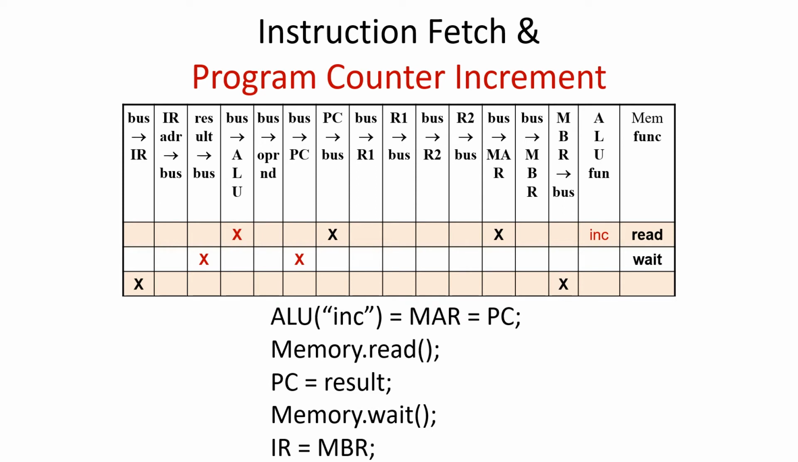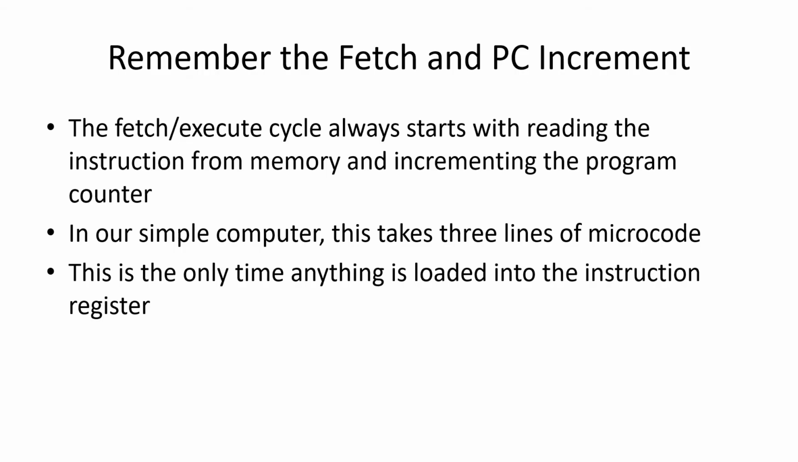The second line of microcode copies that incremented result onto the bus and back into the program counter. At this point we have to wait for memory, so after the wait is done, the instruction that we're reading is in the memory buffer register, which we copy to the bus and into the instruction register. Every instruction starts with the instruction fetch and the program counter increment. In many of the assignments, we only bother to show this once because it's done every time and it gets kind of boring to write it every time.